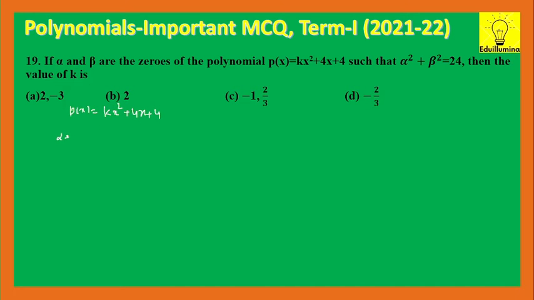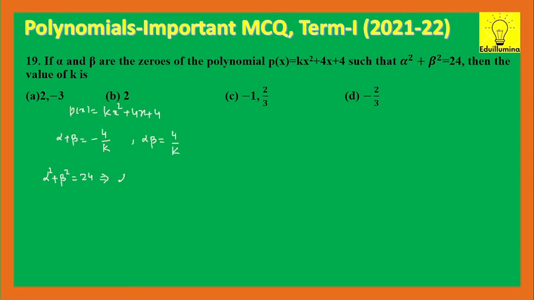So first of all, alpha beta are the zeros of this polynomial. Therefore the sum of zeros alpha plus beta is minus coefficient of x divided by coefficient of x square, and the product of zeros alpha beta is equal to the constant term divided by coefficient of x square. So alpha beta is 4 upon k. Now we are given the value of alpha square plus beta square equals 24.